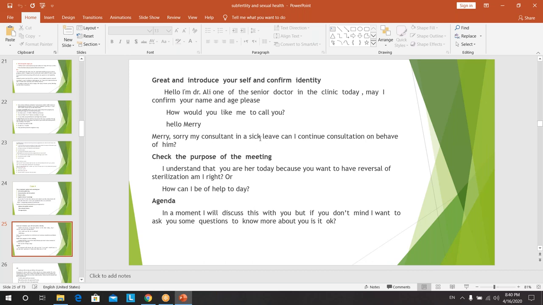Here is situation awareness. Good, you managed to mention this point. The consultant is on sick leave. Can I continue the consultation on his behalf? Sure, she will say yes. No role player will say no, I don't want to continue. Why would she come? Because it is the exam, not reality. So yes, doctor, no problem.